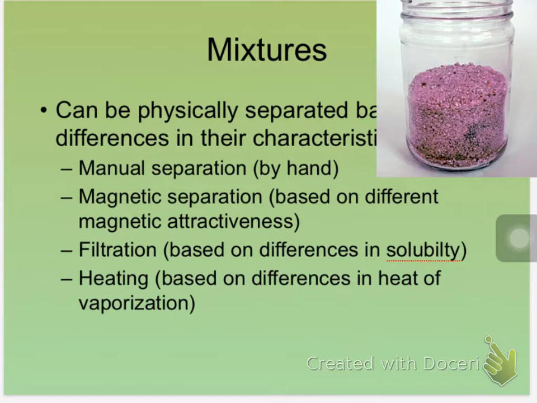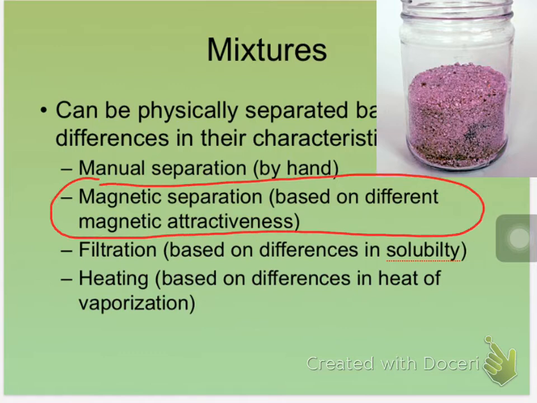Ugh. The particles are all very tiny. It'd be nearly impossible to separate by hand, but we could separate them because they have a different characteristic in regard to magnetic attractiveness. The iron filings are attracted to a magnet, while the pink beads are not. Again, it's based on a difference.